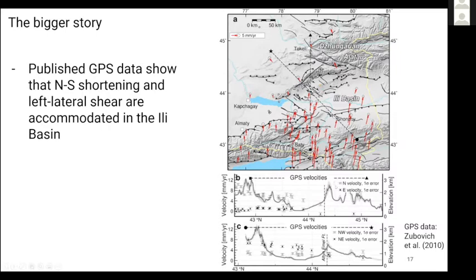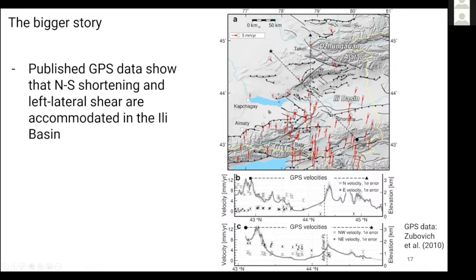But also the east-west velocities change. So these are the black dots here. You start with about 1 or 2 millimeters of eastward motion, but then if you go across the Ili Basin, you turn into 1 millimeter of westward motion. So there's both north-south shortening, but also a broad left lateral shearing going on here in the Ili Basin.